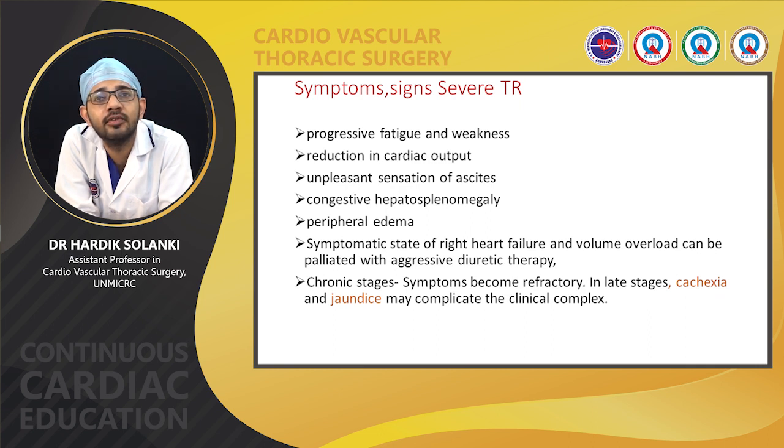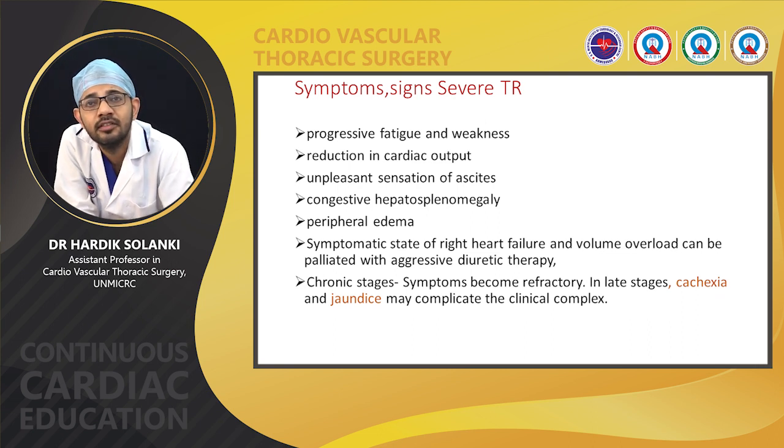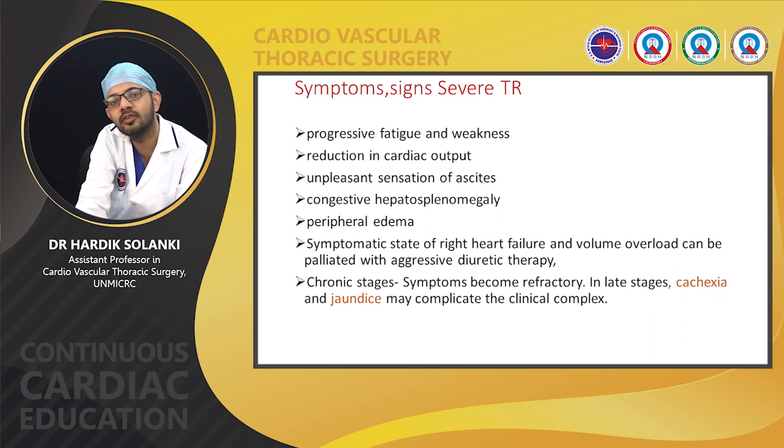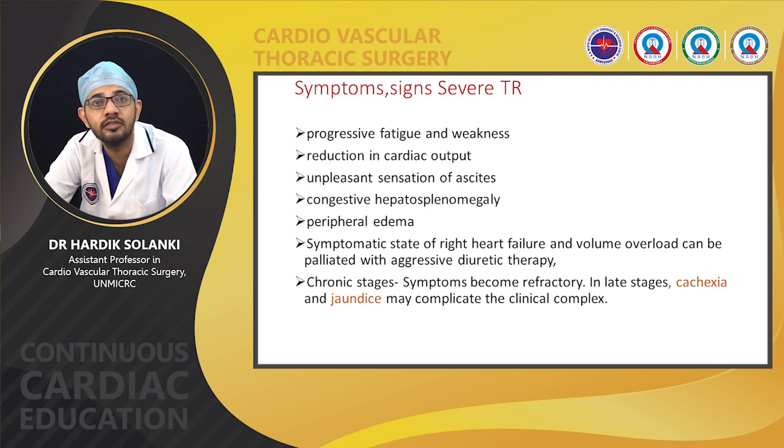Symptomatic state of right heart failure and volume overload can be palliated with aggressive diuretic therapy. So generally, when the tricuspid regurgitation is diagnosed, the patient is at the initial stage kept on diuretic therapy, and only when there is a very severe condition which is not controlled by medical therapy, we will intervene with surgical intervention. In chronic stages, symptoms become refractory, and in late stages the patient develops cachexia and jaundice.